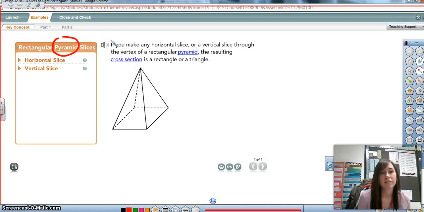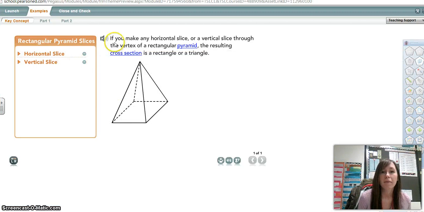It gets its name rectangular because its base is in the shape of a rectangle. Okay, if you make any horizontal slice or a vertical slice through the vertex of a rectangular pyramid, the resulting cross section is a rectangle or a triangle.